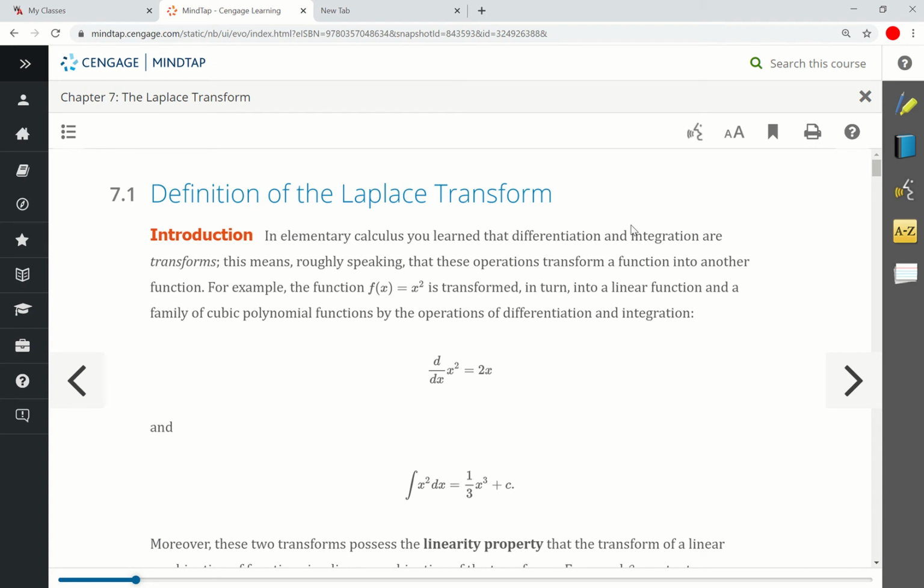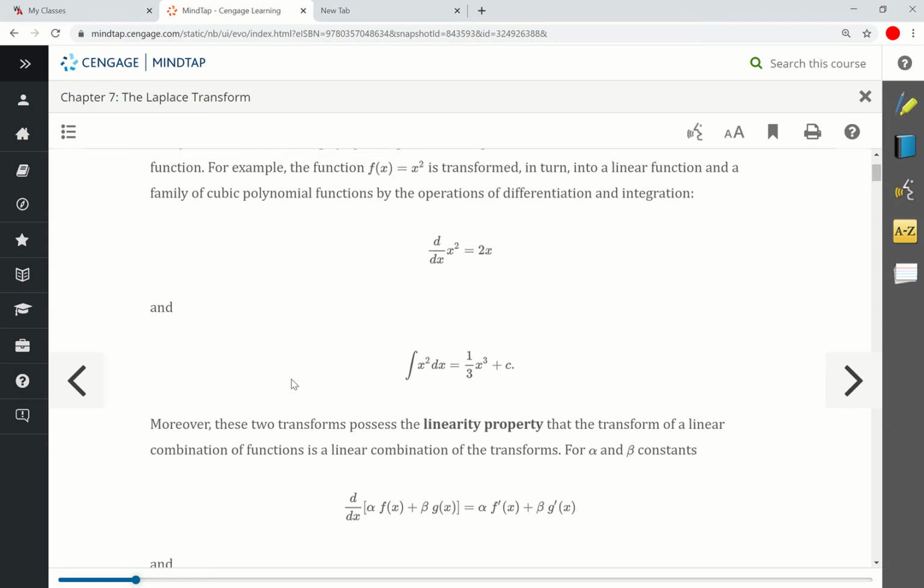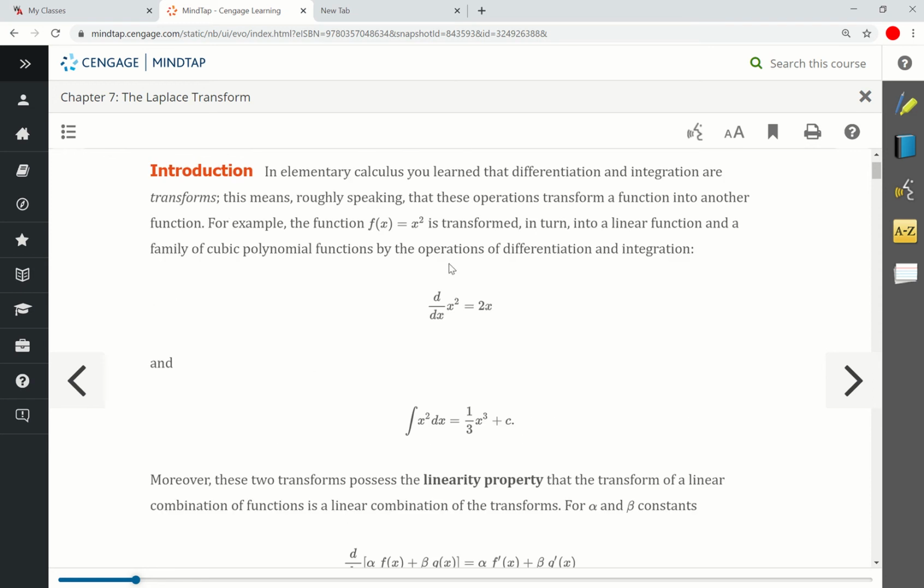So we've seen transformations in the past, even though we might not necessarily have focused on them or highlighted them in that context. But for example, the processes of differentiating and integrating can be thought of as transformations. Starting with the function x squared, if we differentiate it, we end up with the function 2x. Similarly, if we had instead integrated, found the antiderivative of x squared dx, we would get the function 1/3 x cubed plus c.